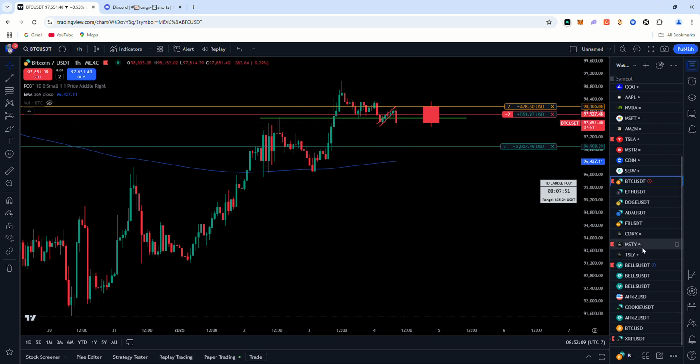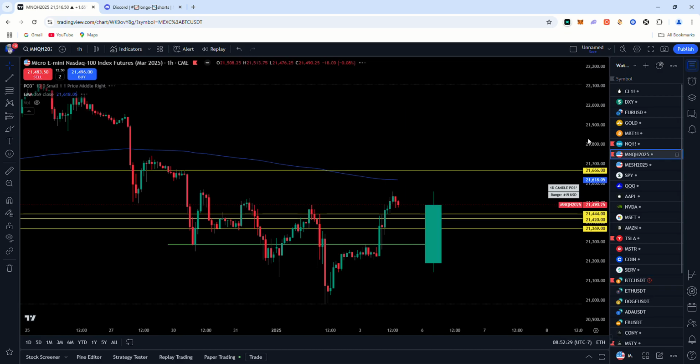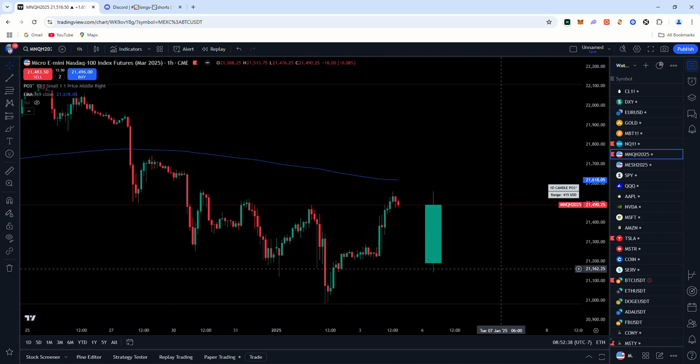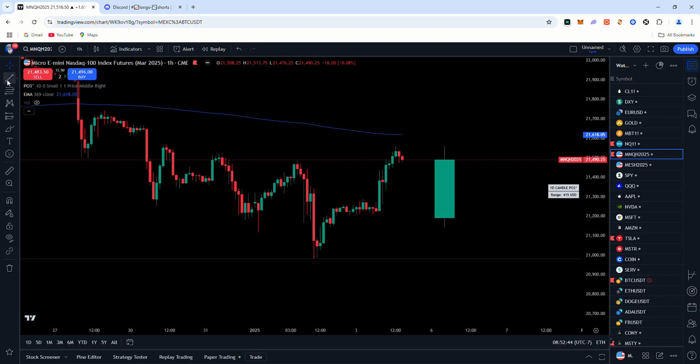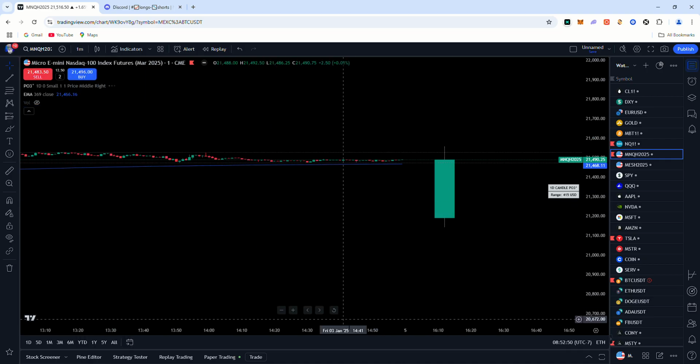So let's go over to the NASDAQ, because that is one of the funnest ones to trade. One of the fastest moving assets you'll probably ever get your hands on is futures contracts, NASDAQ, S&P. This is MNQ, which is the micro NASDAQ. So let's go ahead and get into the micro. I'll take off all of those drawings so we can start from scratch here. Let's go down to the 1 minute chart.